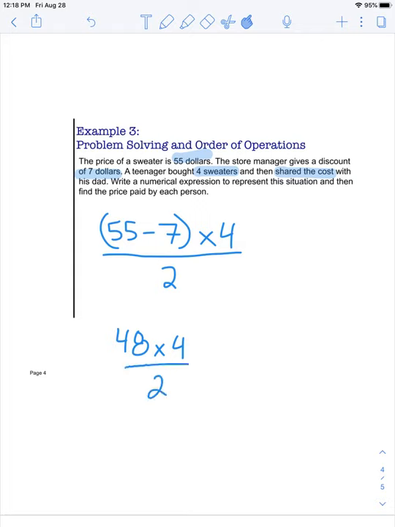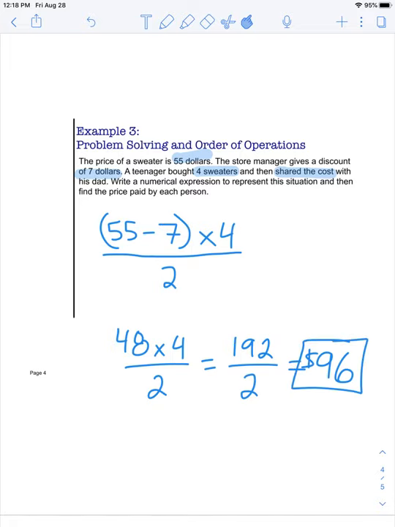48 times 4 is 192. So I'm going to have 192 divided by 2. And 192 divided by 2 is 96. So each person paid $96.